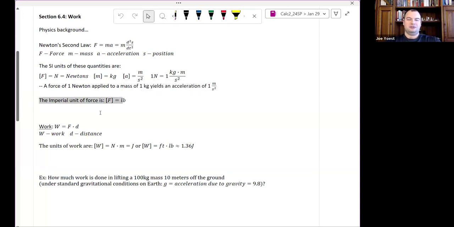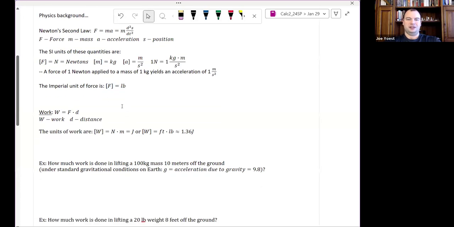The imperial, or the kind of American unit of force, is pounds. Sometimes it's written as pounds force, like lbf, as opposed to the similar sounding pounds that can also be used for mass. I don't know, our system of units is kind of crazy. But here we're thinking of pounds force. So we're thinking of, like, if you stand on a scale, that gives you a unit of force. It's mass, like how much mass there is in your body, times the acceleration due to gravity.